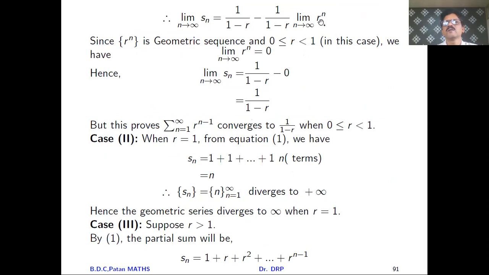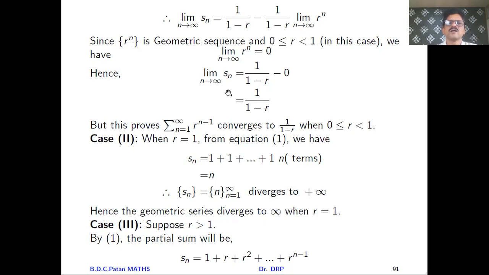And if we take the limit of r raised to n as n tends to infinity, where r lies between 0 and 1, that is, it takes value 0 but strictly less than 1, then the limit of this term will be 0. Hence, the limit of Sn as n tends to infinity is equal to 1 upon 1 minus r. And this is a constant because r is a common ratio, it is constant.